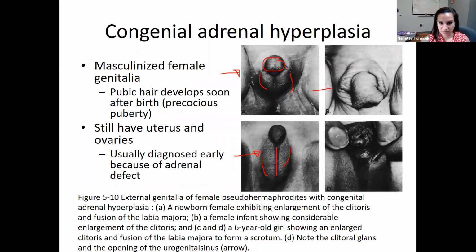Okay? And then looking at some of these other images, some of these structures look a lot more phallic-like. So these individuals, XX, they're still going to have a uterus and ovaries, but unlike the person with androgen insensitivity syndrome, who is likely raised female and maybe doesn't know till a later age that they have AIS, this is usually diagnosed on the spot because the genitals don't look 100% male or 100% female. So this is usually diagnosed at birth.